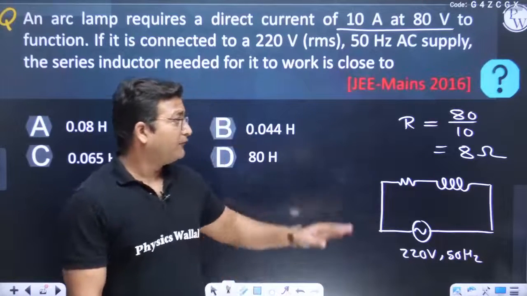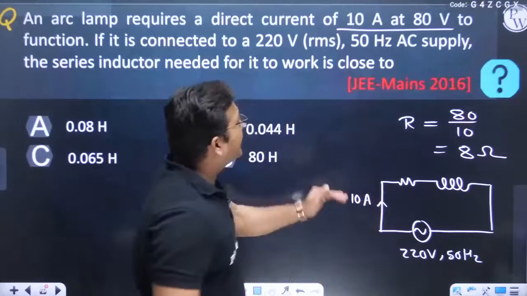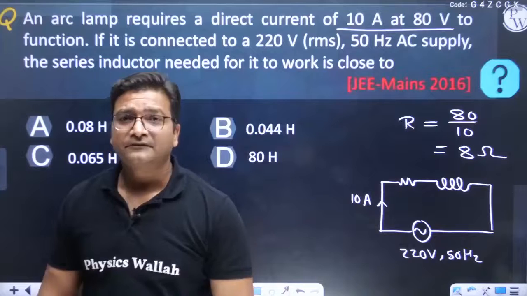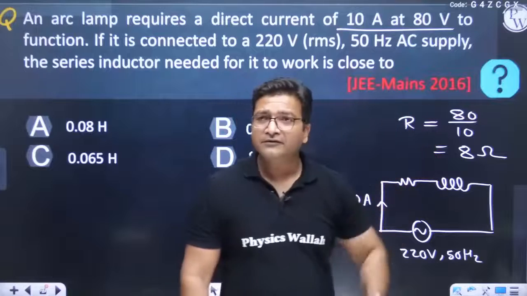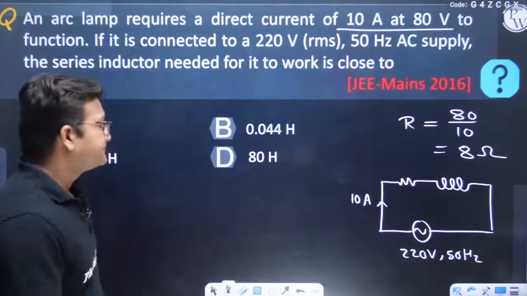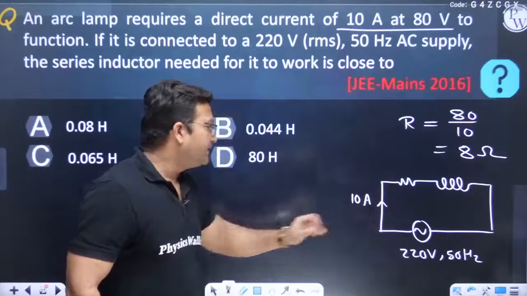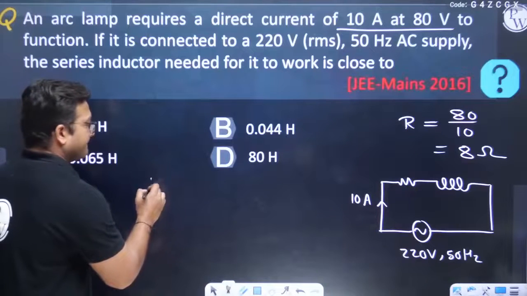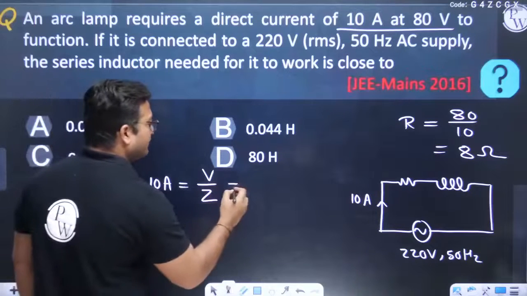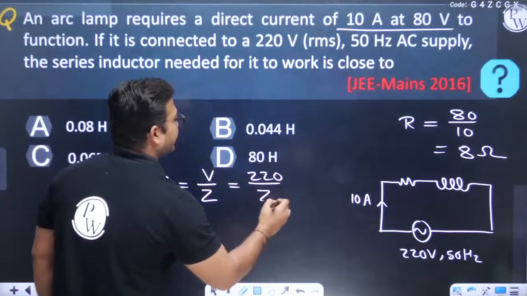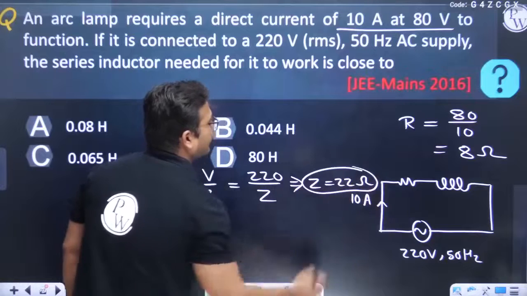If we want this to function, the effective current in it must be 10 ampere, because this lamp works when the current is 10 ampere. And the voltage across this lamp at 10 ampere will automatically be 80 volt, because it is a resistance. So for the current here to be 10 ampere, the impedance of this circuit should be, as current is equal to V by Z, the RMS effective current must be equal to effective voltage, that is 220 divided by Z. So from here Z is 22 ohm. We know the value of Z.